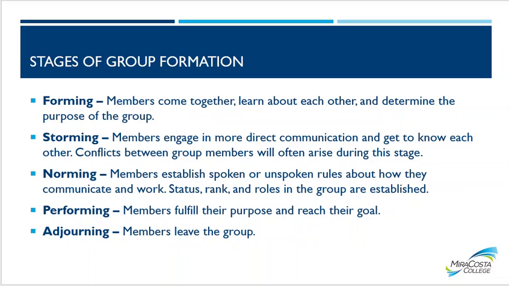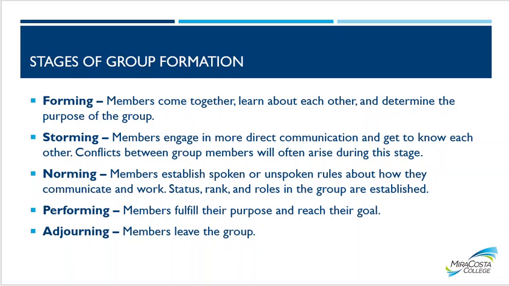Now there are stages of forming a group. This slide is something that would be on a test or a quiz, so take note of this. Forming is when the members come together, learn about each other, and determine the purpose of the group. So it's like a meet and greet. Storming is when members start to engage in more direct communication. Maybe opinions and ideas are shared, and this is when conflicts tend to arise. Conflicts don't necessarily mean a bad thing. It could just be different ideas that are conflicting.